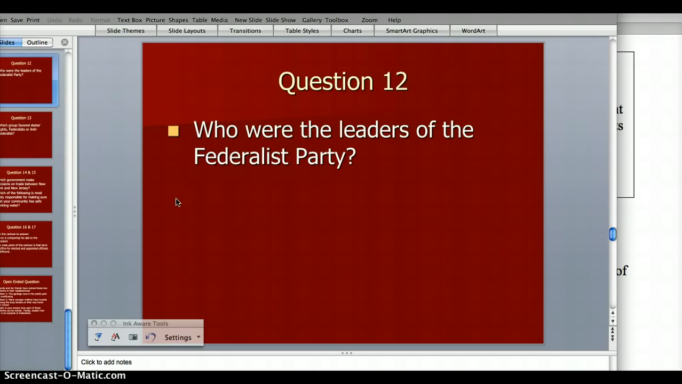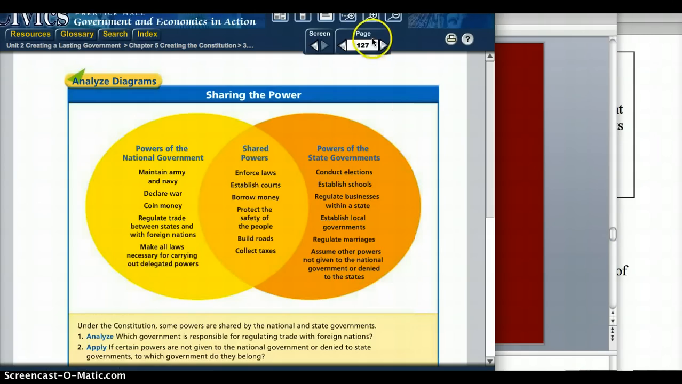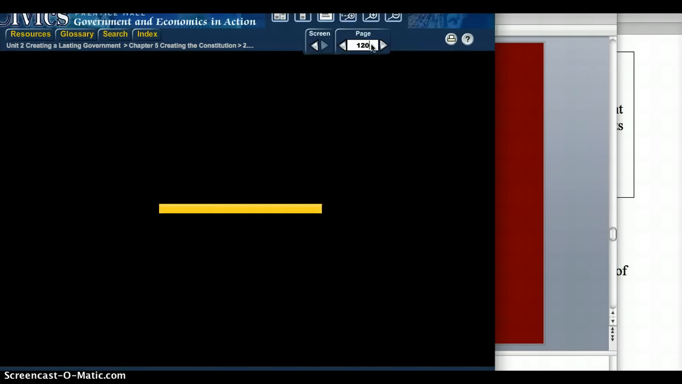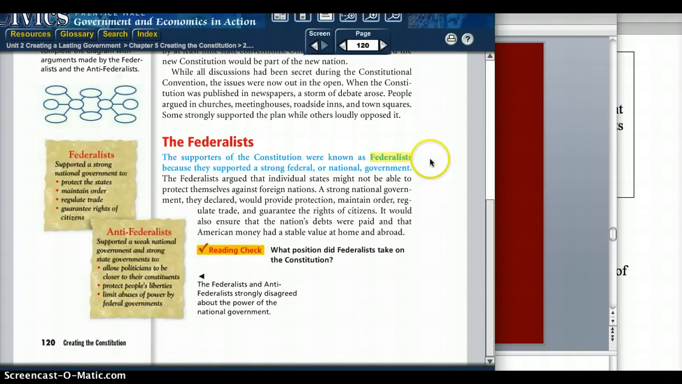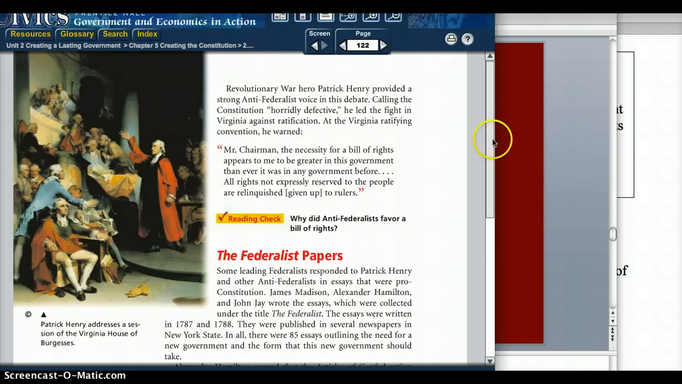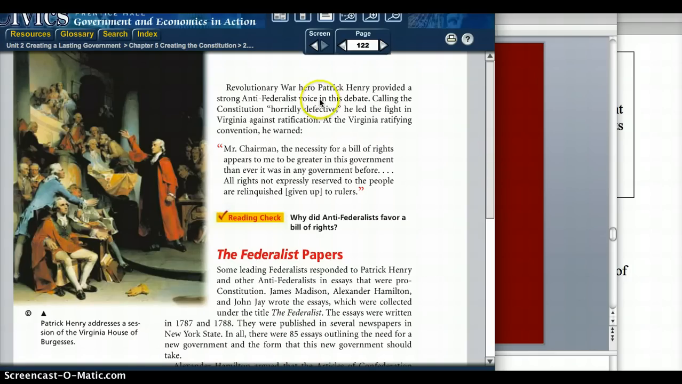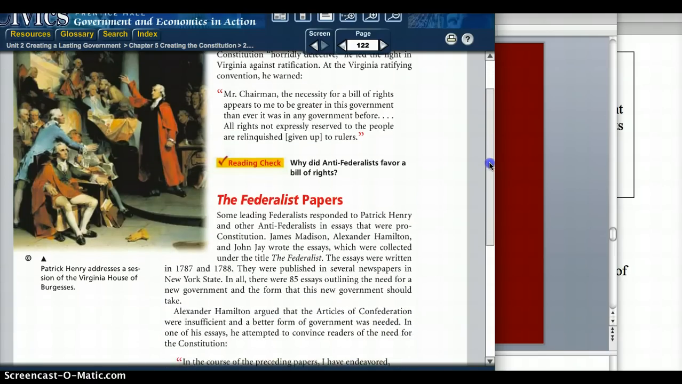Question 12. Who were the leaders of the Federalist Party? You're going to need your book for this. And on page 120, we go back and we're talking about the Federalist. And this doesn't mention any leaders. So we're going to scroll through until we find that. Okay, Federalist Papers, here we go. Patrick Henry provided a strong anti-Federalist voice in this debate. So we would say that we're looking for the Federalist leaders, though.